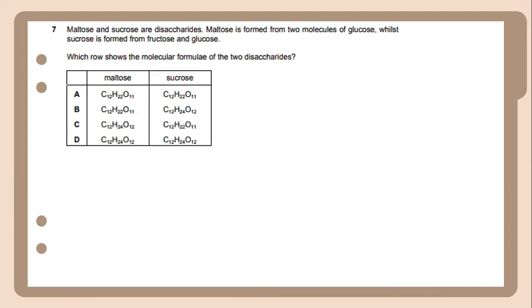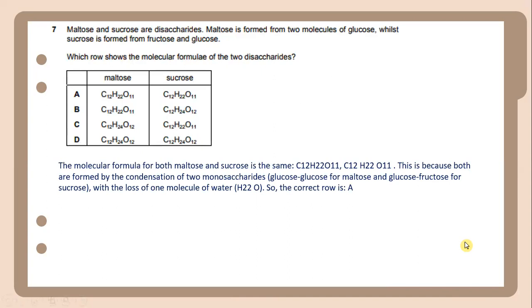Maltose and sucrose are disaccharides. Maltose is formed from two molecules of glucose, whereas sucrose is formed from fructose and glucose. Which will show the molecular formula of the two disaccharides? The molecular formula for both maltose and sucrose is the same, C12H22O11. This is because both are formed by the condensation of two monosaccharides, glucose and glucose for maltose, and glucose and fructose for sucrose, with the loss of one molecule of water. So the correct answer will be A.